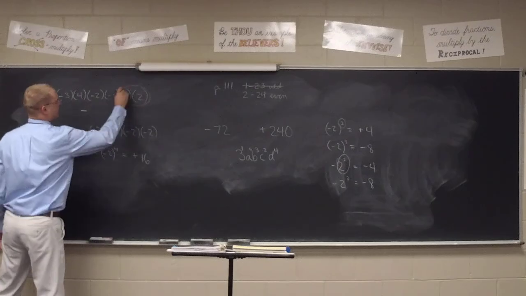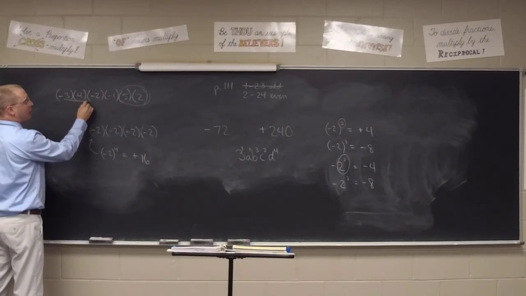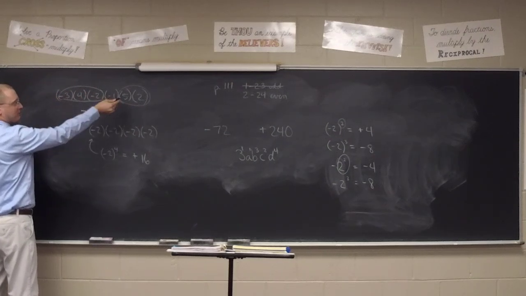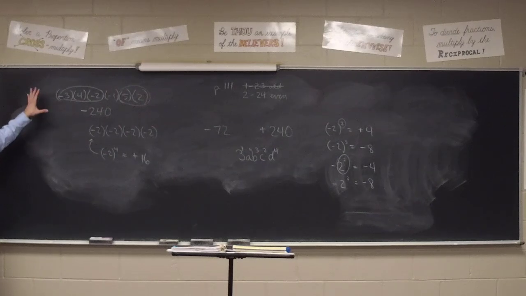Let's see, I like the 5 times 2, class, 10. And let's see, 3 times 4 times 2, 24 times 10. But we've already figured out the sign ahead of time. Does that make sense with a series of factors?